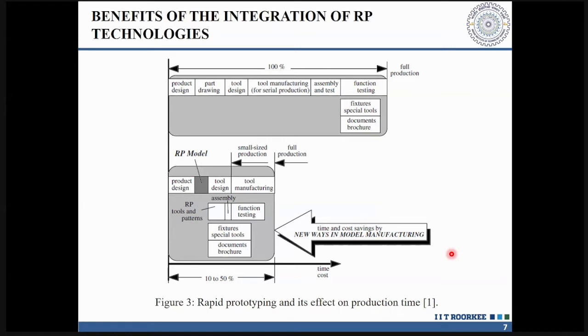What was the dividend that it gave to us? The dividend that was provided to us was in terms of reduction in the cost and the time to manufacture that particular product. This was your conventional product manufacturing route. Now, with the integration of an RP model or an additive manufacturing model, you were able to reduce the cost by 10 to 50%, and your time was also decreased in the same fashion.